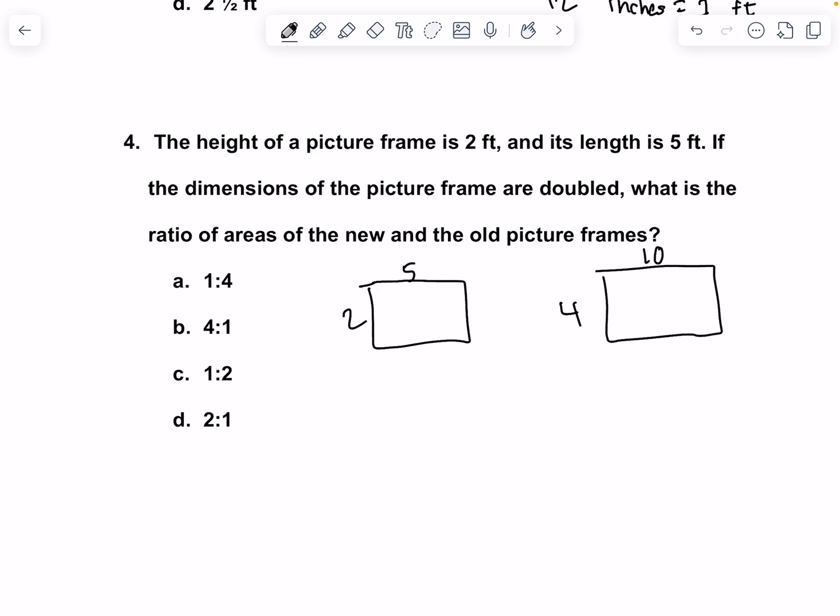So now we solve for the area. 4 times 10 is 40 feet squared. 2 times 5 is 10 feet squared. And that is a difference of 1 to 4 when simplified. So the answer would be, it says what's the ratio of the new to the old. So this means it would be 40 to 10, which is 4 to 1. So the answer would be B.